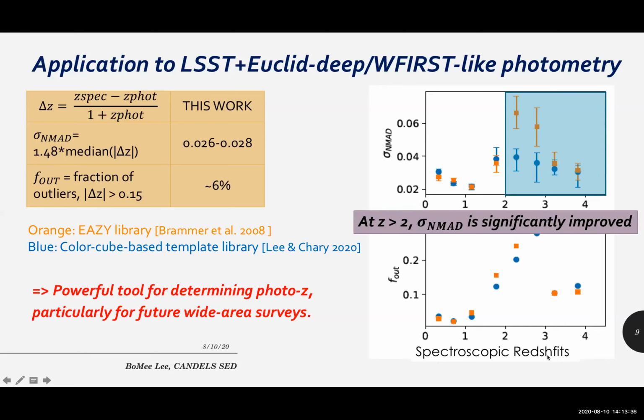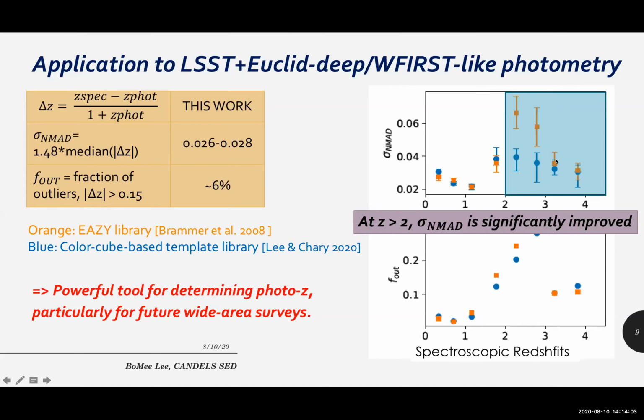And we find that our new template library is very effective at redshift greater than 2 with significantly smaller sigma NMAD of 0.04 compared to EAZY's 0.06. Especially at redshift between 2 and 3, sigma NMAD is improved by about 30% with our library.